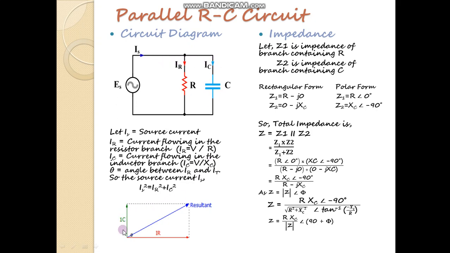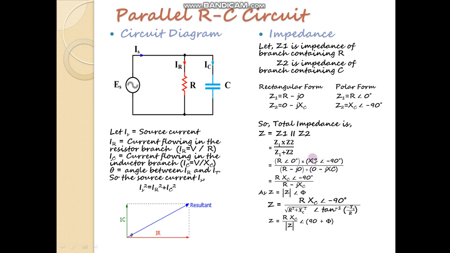See this phasor diagram. Then impedance Z1 will be the impedance of the branch containing this resistor, and Z2 will be the impedance of the branch containing this capacitor. First of all, we will find these two impedances in rectangular and polar form. After that we will find the total impedance by using the formula Z1 into Z2 upon Z1 plus Z2. Here for multiplication we will put the values of the polar forms of Z1 and Z2, and for addition we will put the values of Z1 and Z2 in the rectangular form.